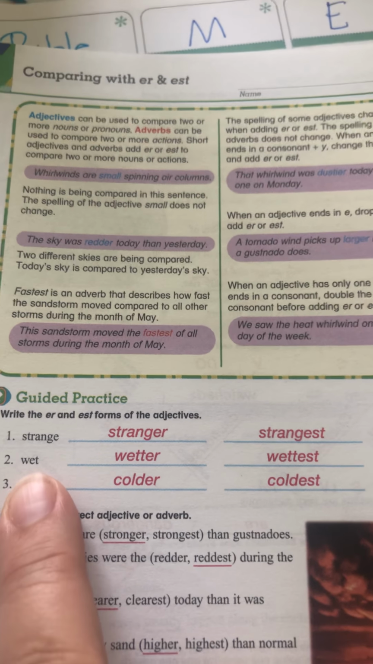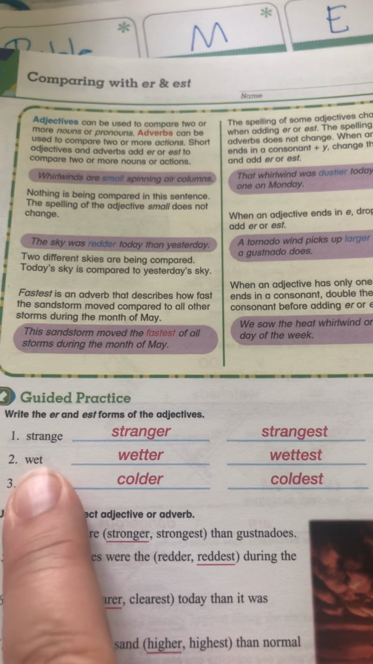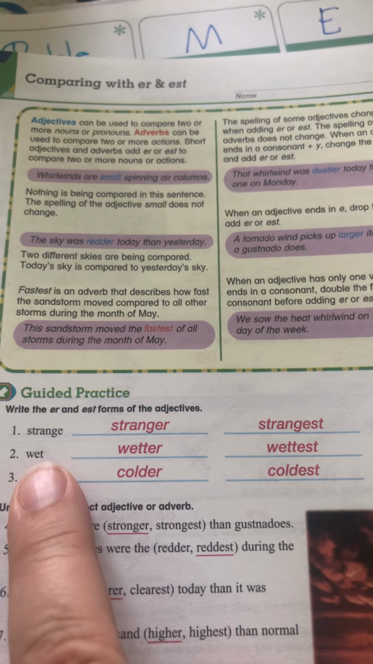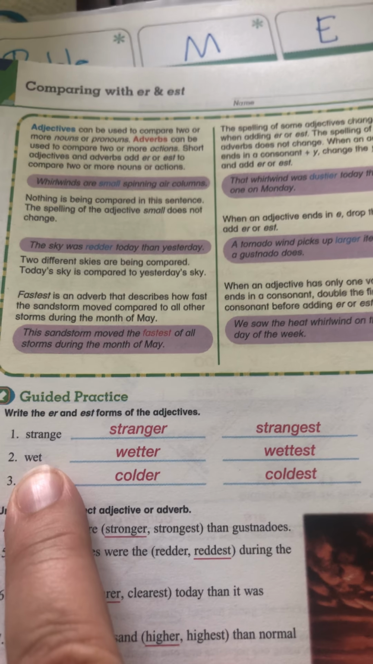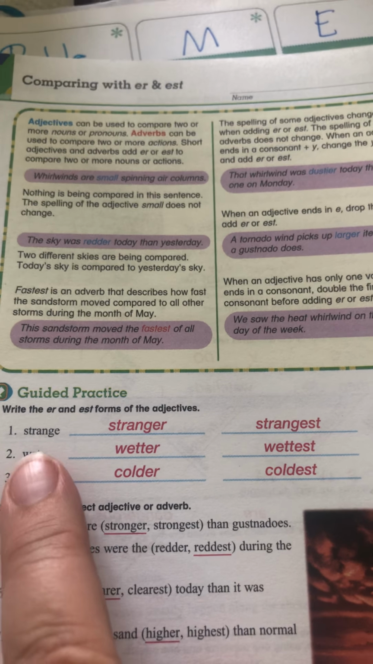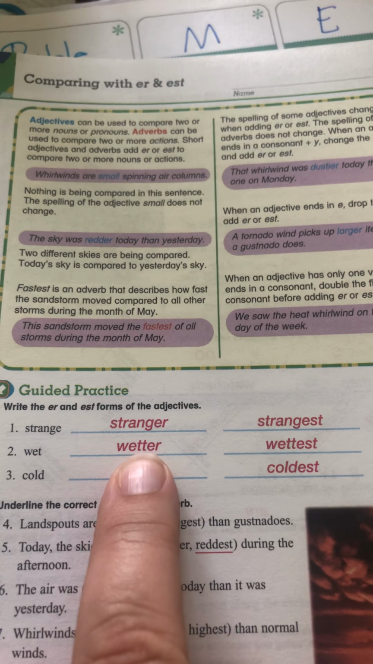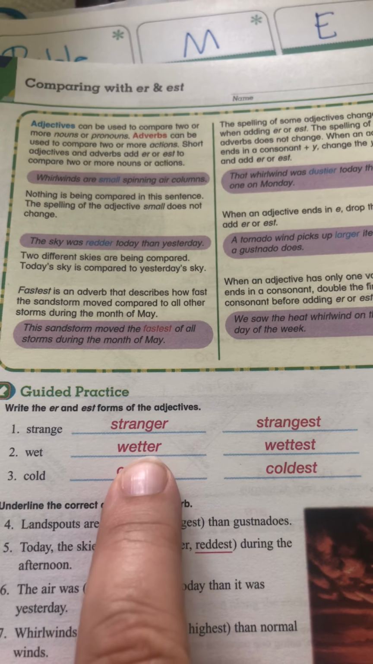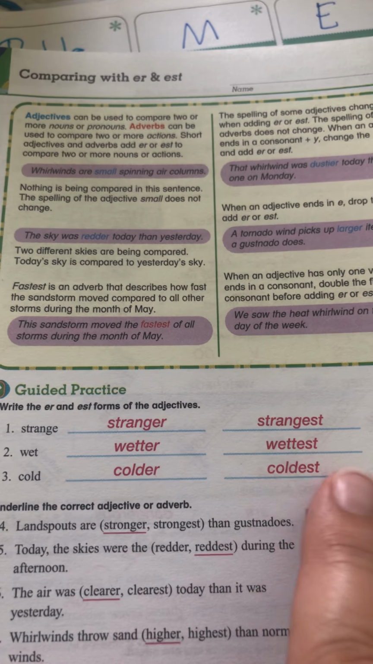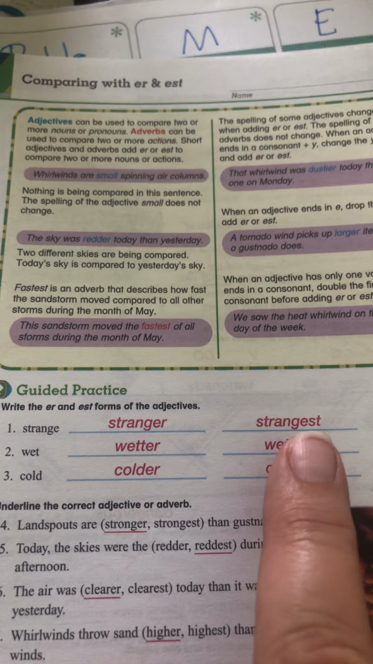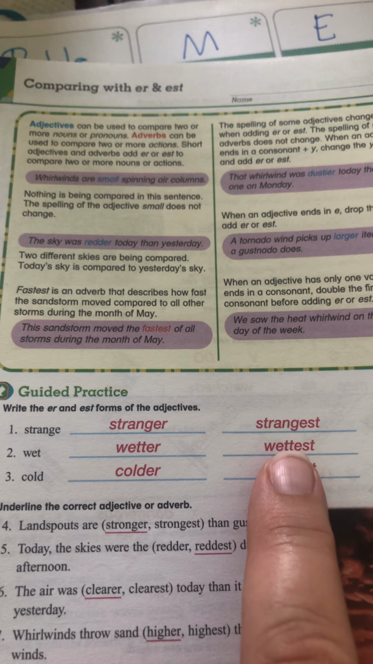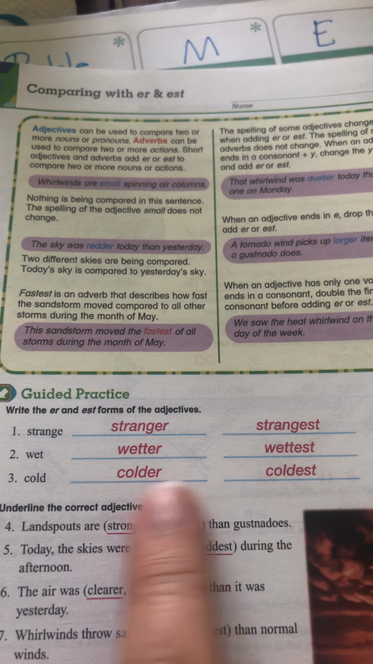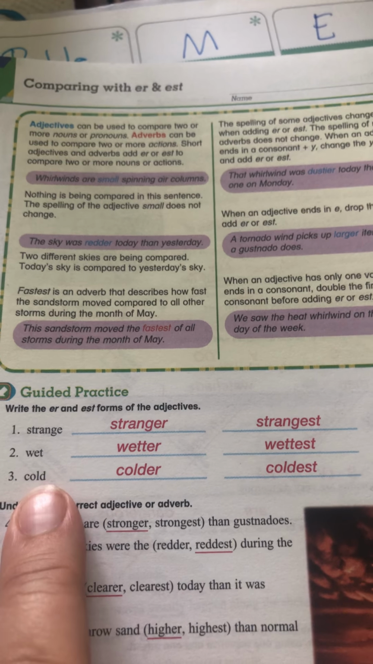For wet, any small short word like this that ends in a vowel and a consonant, you double the last consonant before you add a suffix. So if we want to add ER, we have to put two T's, wetter, and that would be comparing two things. If we were comparing more than two things, again, you have to double your last consonant, the T, and add EST.